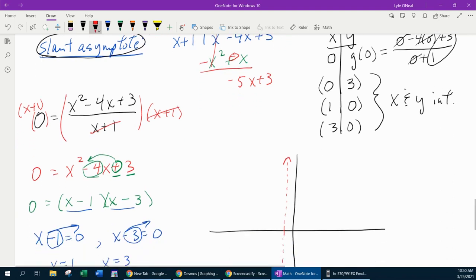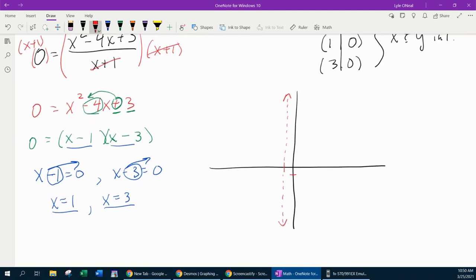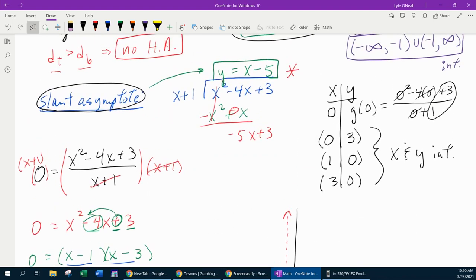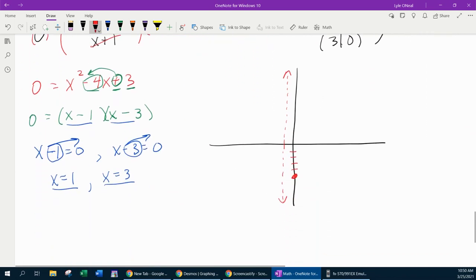So we're going to plot the b first. 1, 2, 3, 4, 5. Plot the b, and then we're going to rise and run. Now our slope is 1, and 1 over 1 is 1. So that gives us a rise of 1 and a run of 1. And then we're going to lay in another dotted line, and that is going to represent our slant asymptote or our oblique asymptote.